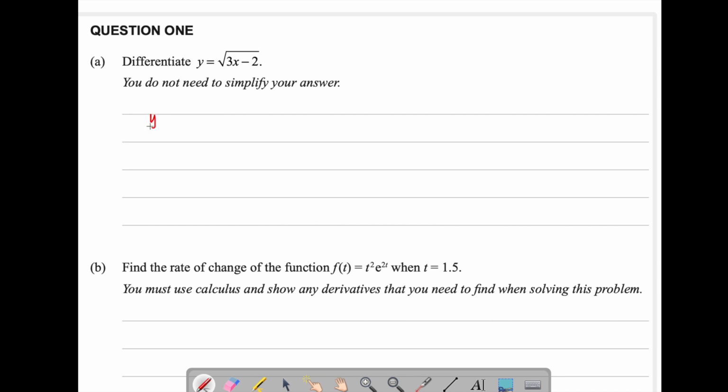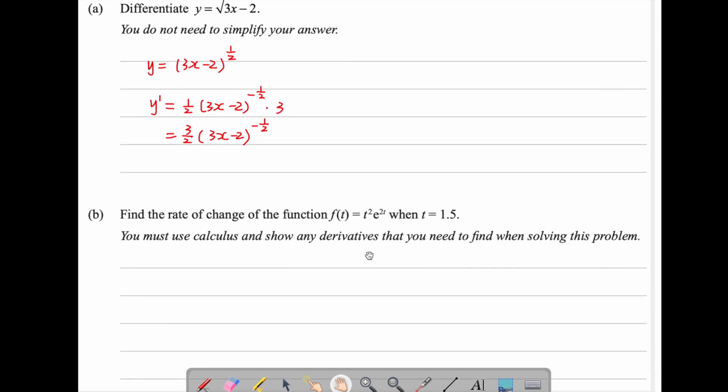So first, we need to rewrite y as the composite function (3x minus 2) to the power of half. Using our chain rule, y dash equals a half (3x minus 2) to the power half minus 1, which equals negative half, and then times the derivative of inside the bracket, which should be 3. So the final result would be 3 over 2, (3x minus 2) to the power negative half. Okay, so this is for the first one. We needed to simplify the answer.